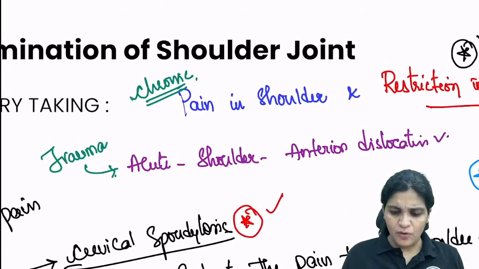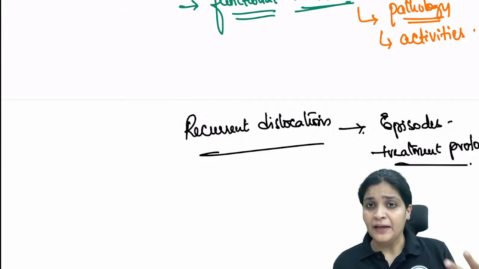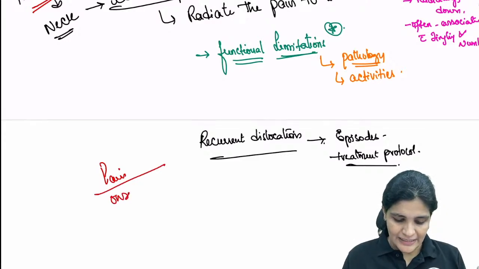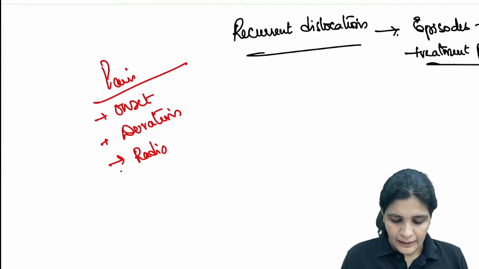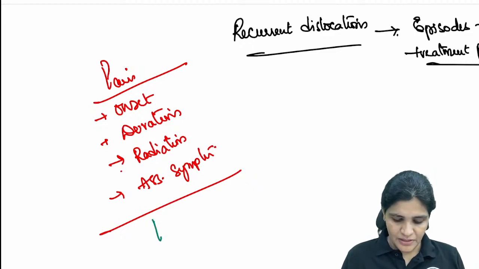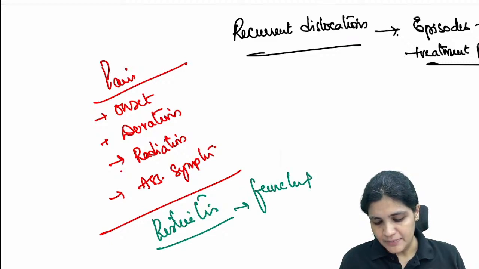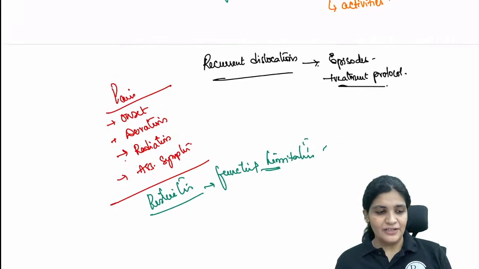You all very well know what you have to ask about pain. You start asking with the onset, then the duration, and then the radiation, whether it is radiating, and the associated symptoms. And then you will ask about restriction of movements. In that, you will again add the functional limitation. So these are the main things which we take in the history.